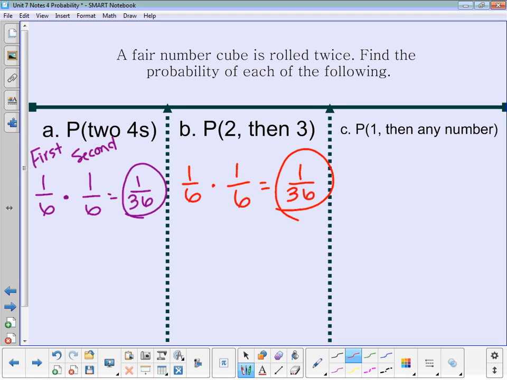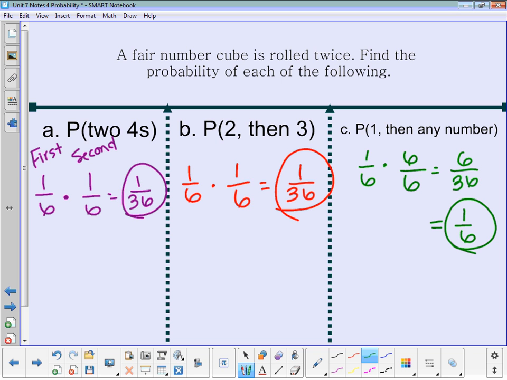Okay. Probability of rolling a 1 and then any number, then we don't care what the second number is. So if we roll a 1, that probability is going to be 1 out of 6. But the second time when we roll the die, we don't care what the number is, we're looking for any number. So there's 6 successes out of the 6 outcomes because any one of those will work. 1/6 times 6/6 is 6 out of 36. Reducing that, we get 1/6.